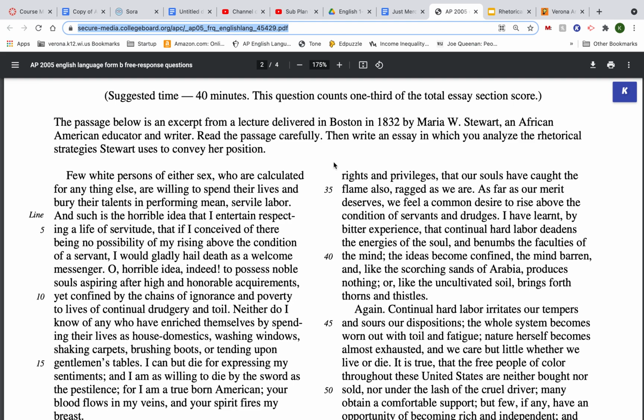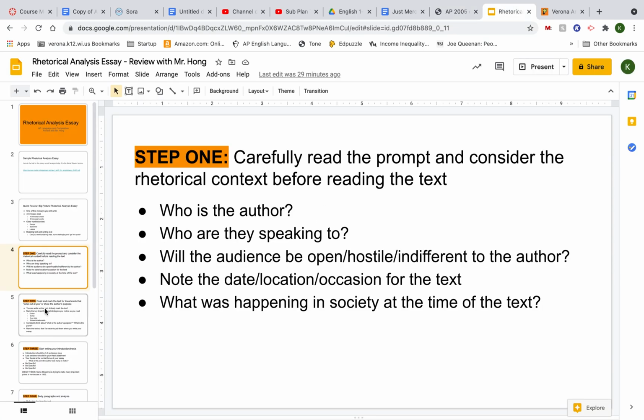If you look at the prompt, they also want you to write an essay in which you analyze the rhetorical strategies she uses to convey her position. The last 2 words are key. What is her position? So you need to be very clear in your thesis, in your introduction, about what her position is. Okay, so I just read the prompt. Then I'm going to go to step 2.